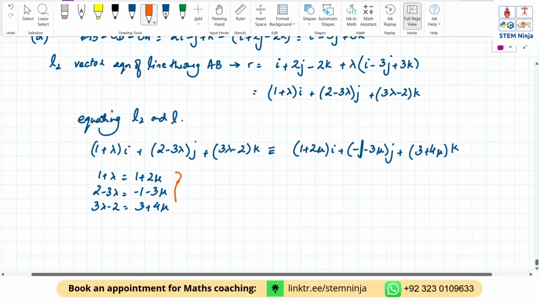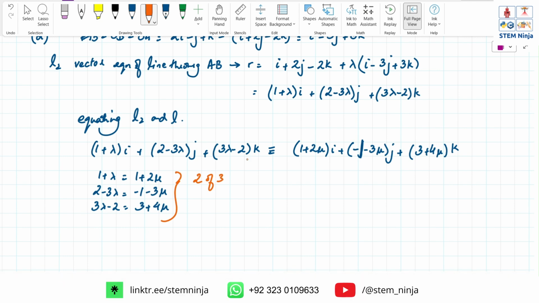So as before, we are going to equate simultaneously any two of the 3 of them, and then we will plug the lambda and mu into the third one. So this is the first one, this is the second one, and this is the third one. So let's choose the first and the second. If you notice, we can isolate lambda by cancelling out the 1 and 1. So lambda is equal to 2 mu.